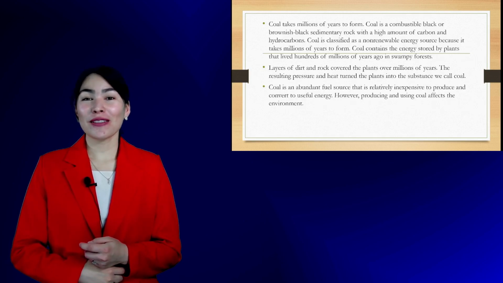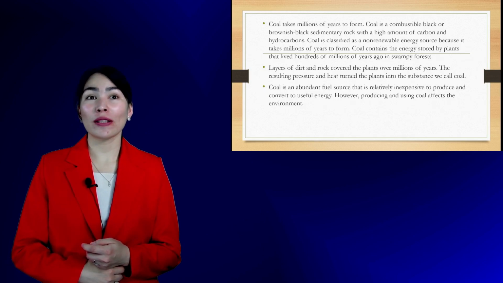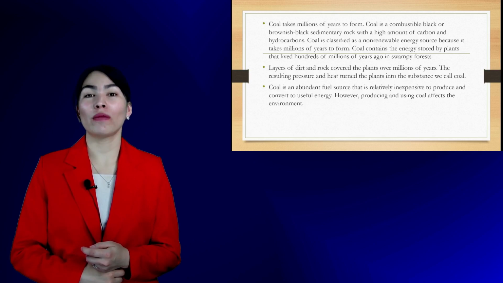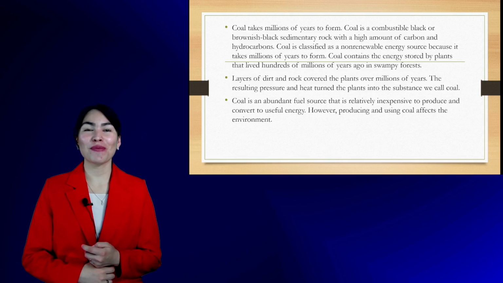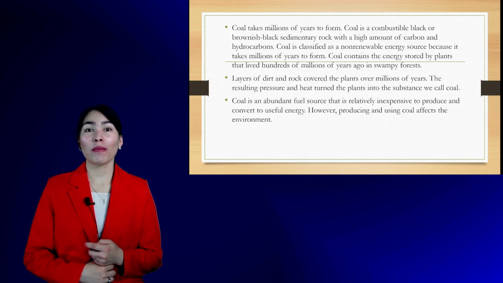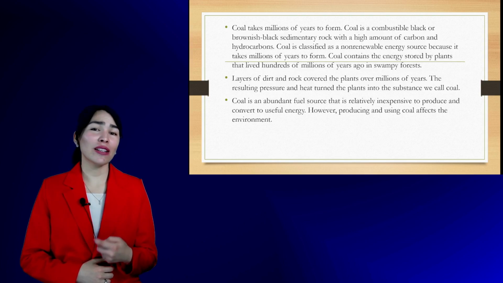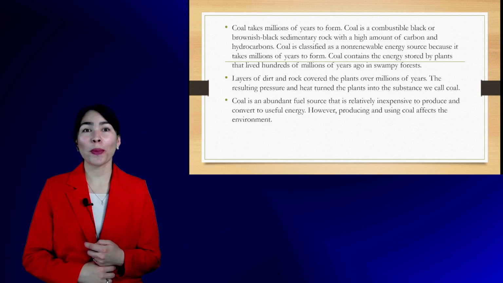Coal takes millions of years to form. Coal is a combustible black or brownish black sedimentary rock with a high amount of carbon and hydrocarbons. Coal is classified as a non-renewable energy source because it takes millions of years to form.